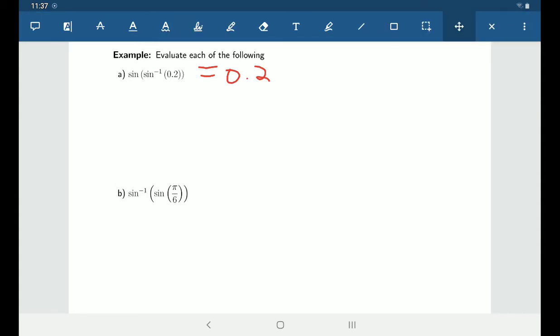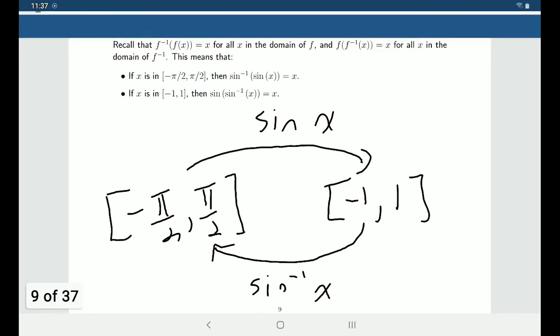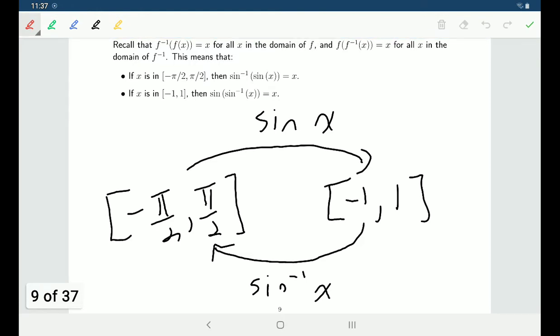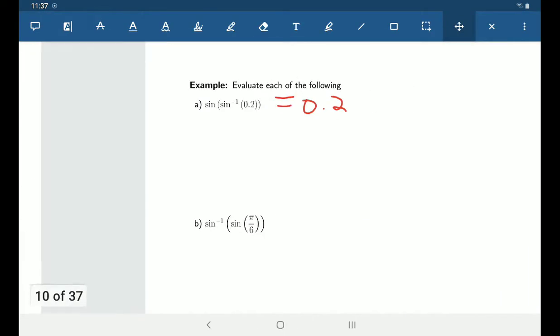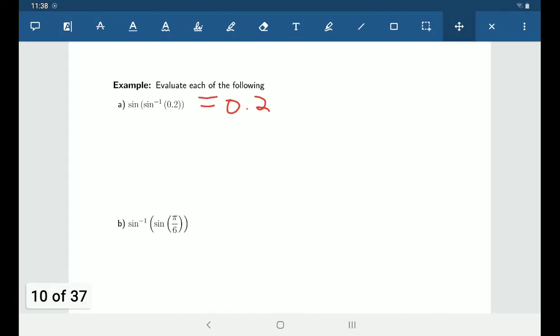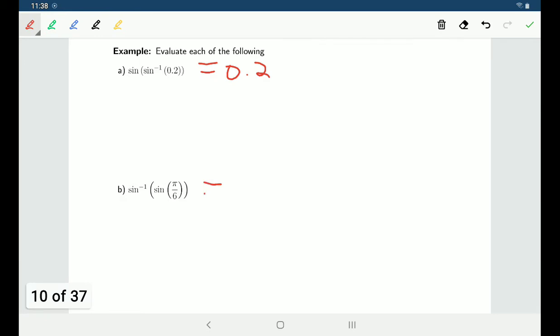Now for the second part, sine inverse of sine of pi over 6, this is where we remember that pi over 6 is an angle that is in that interval from negative pi over 2 to pi over 2. So sine will take that and give you a number between negative 1 and 1, and sine inverse will return us back to where we started. So that means that for sine inverse of sine of pi over 6, the answer should just be pi over 6.